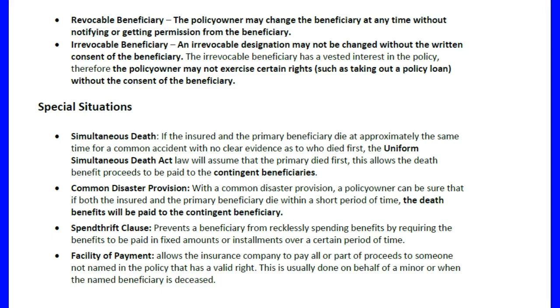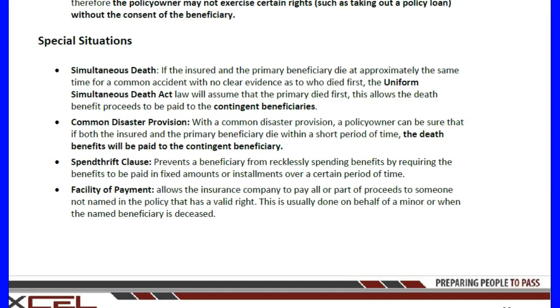The spendthrift clause prevents a beneficiary from recklessly spending benefits by requiring benefits to be paid in fixed amounts or installments. So they don't receive $1 million and then spend everything. Facility of payment allows the insurance company to pay all or part of the proceeds to someone not named in the policy who has a valid right. This is usually done on behalf of a minor or when the named beneficiary is deceased. Facility of payment allows insurance to be paid to someone else.